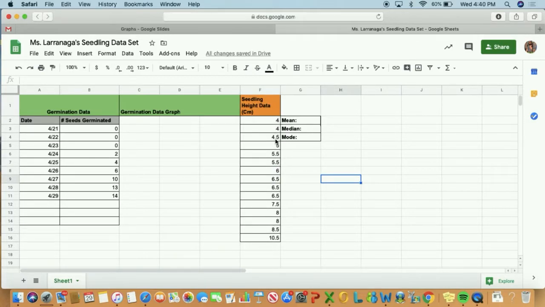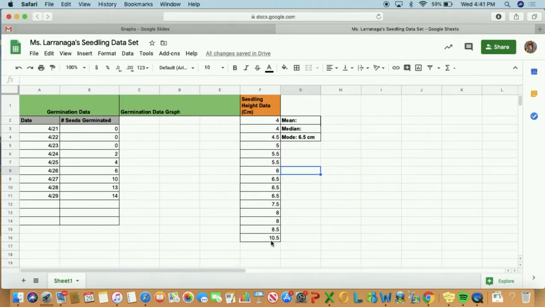Looking at this, I can see some centimeter heights occur pretty frequently. 4 occurs twice, 5.5 occurs twice, 8 occurs twice, but 6.5 occurs 3 times. That is the value that occurs the most frequently for all of my values, and that means that my mode is 6.5 centimeters.